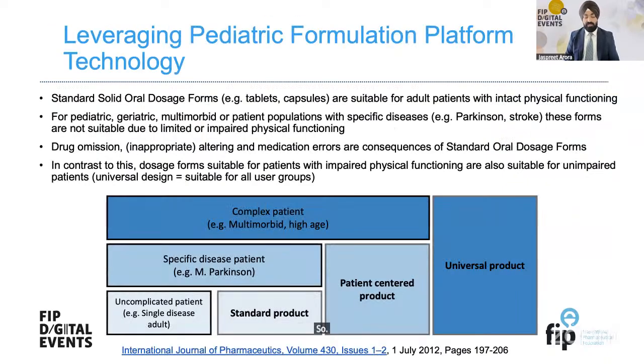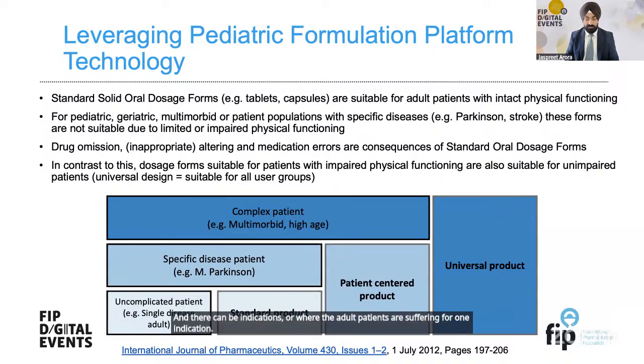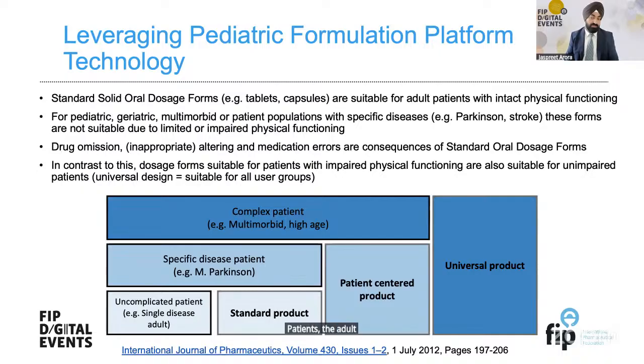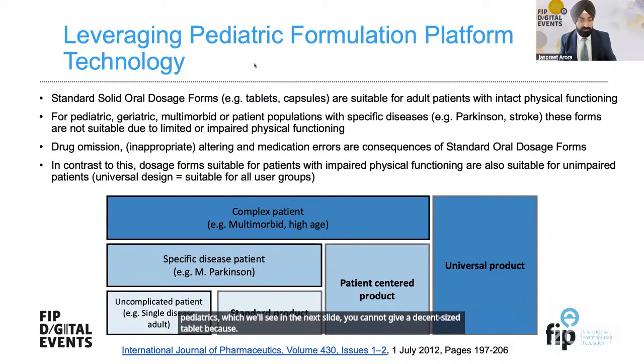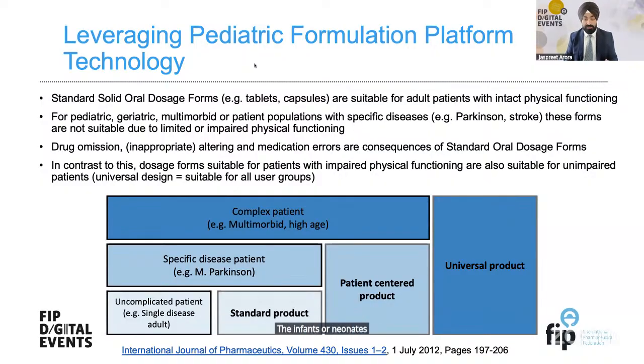So why is there a need to even talk about pediatric or geriatric or patient-specific drug product technologies? Most of the drugs are made for the adult population. And there can be indications where the adult patients are suffering from one indication. But in a lot of cases, in millions of patients, the adult dosage form is not suitable for them. For instance, for pediatrics, which we'll see in the next slide, you cannot give a decent sized tablet because the infants or neonates especially, or even toddlers, will not gulp or swallow a tablet.